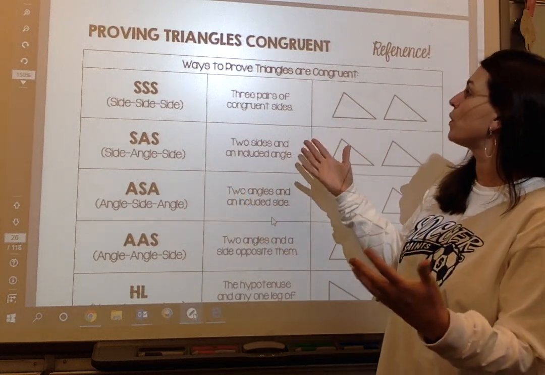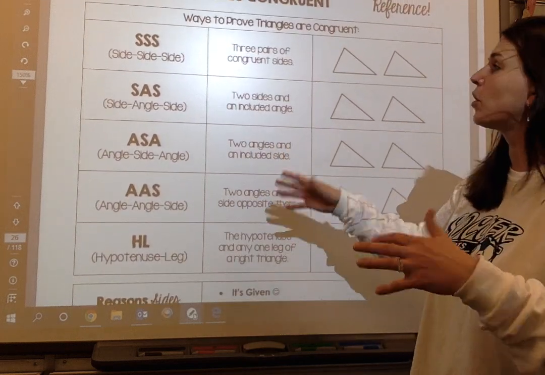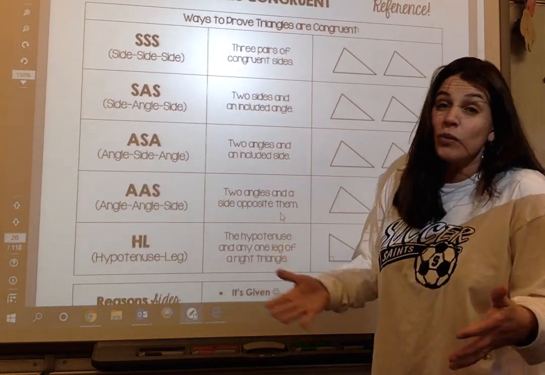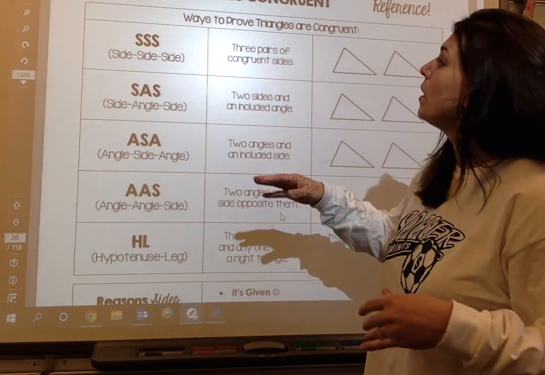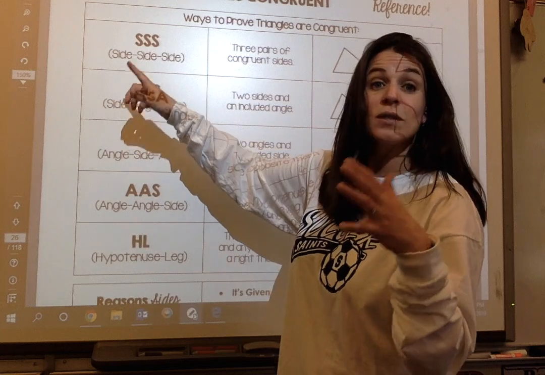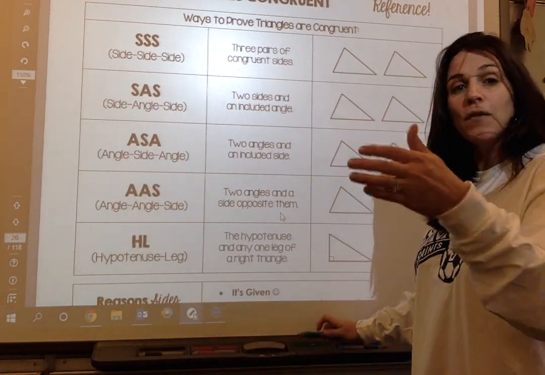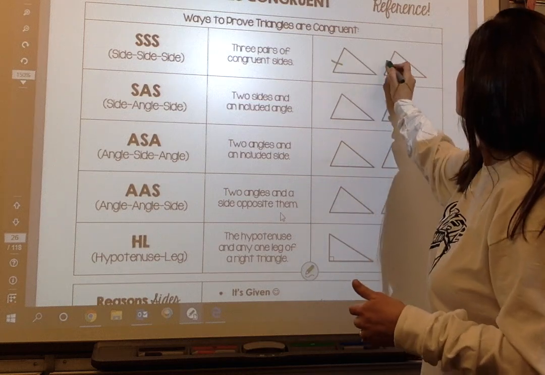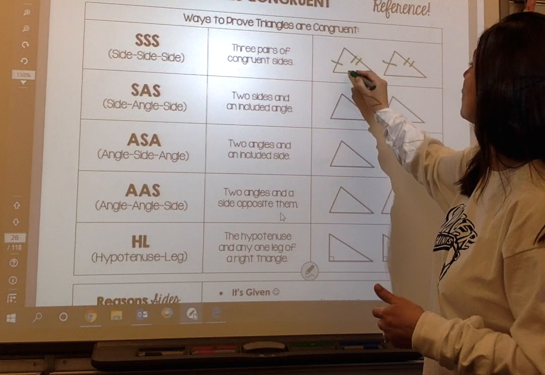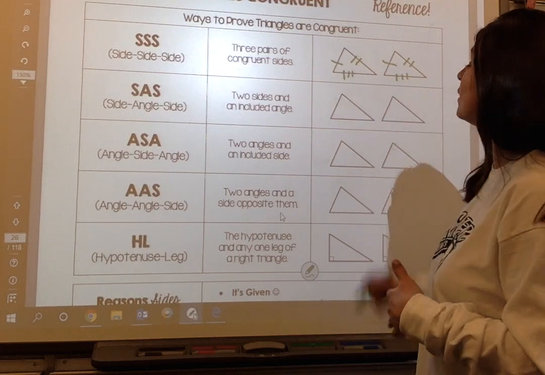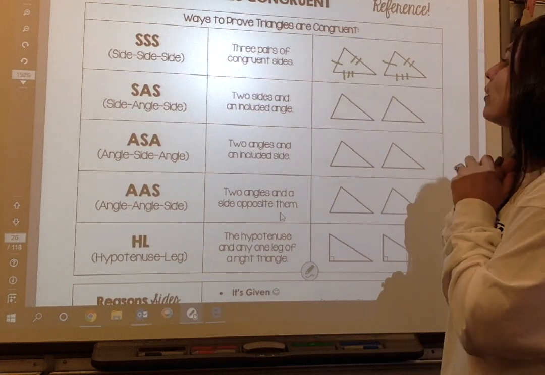So when we prove that triangles are congruent, there are 5 different ways how we do that. These are probably new because we haven't really gotten that much into it, but hopefully it's just kind of an overview. So we have SSS, which is side, side, side. That's one of the ways that we prove triangles are congruent. If these sides are congruent, and these sides are congruent, and these sides are congruent, then we can say this triangle is congruent to this triangle.